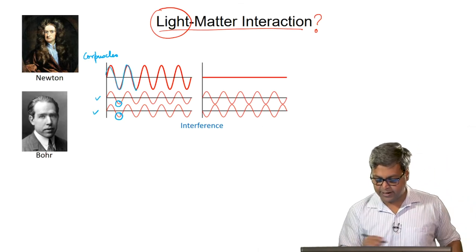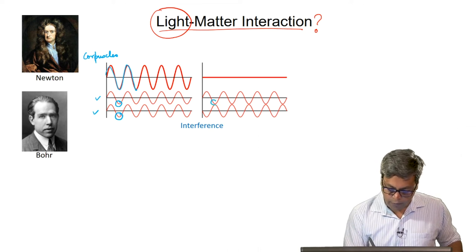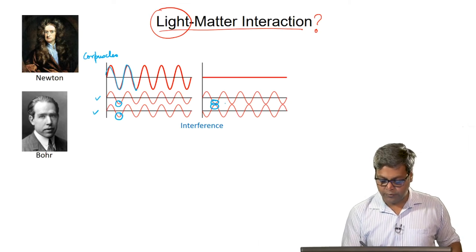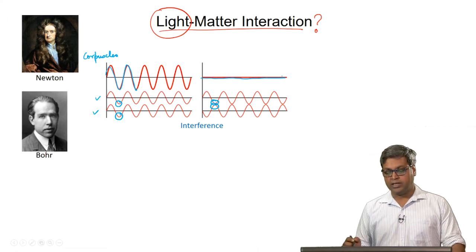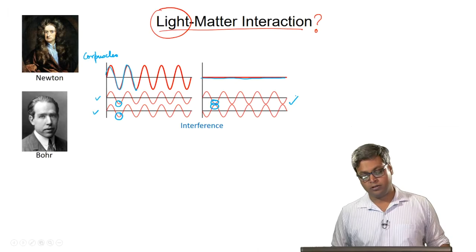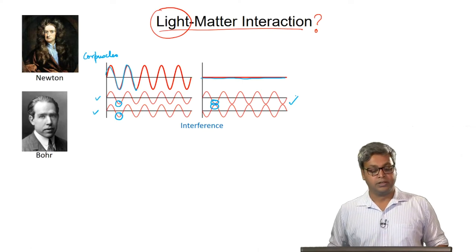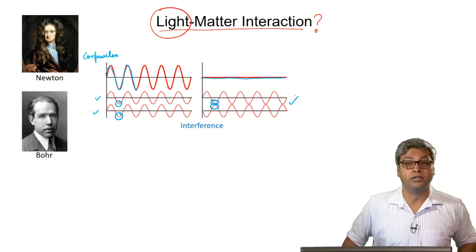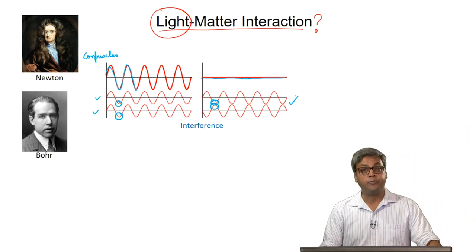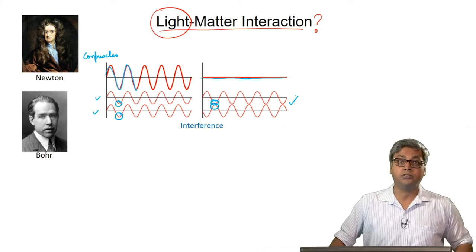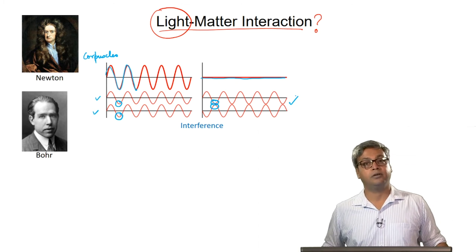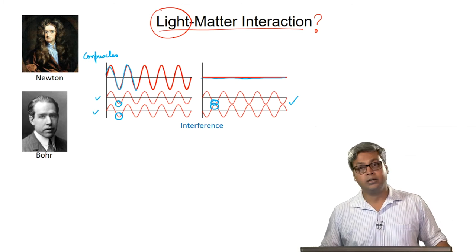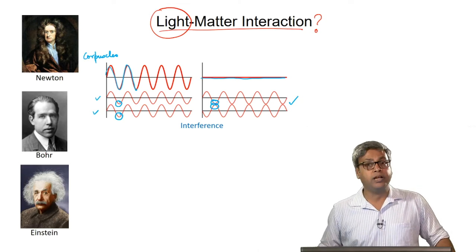On the other hand, in the second example, the minima of wave 1 is coinciding with the maxima of wave 2. So, in other words, when we add these two waves, they cancel out one another. This interference pattern in the second case is called destructive interference, and in the first case, we have constructive interference. So, we can see waves only make interference patterns and particles don't. So, in the 19th century, light was thought of as a wave. But in the 20th century, Einstein explained the photoelectric effect.